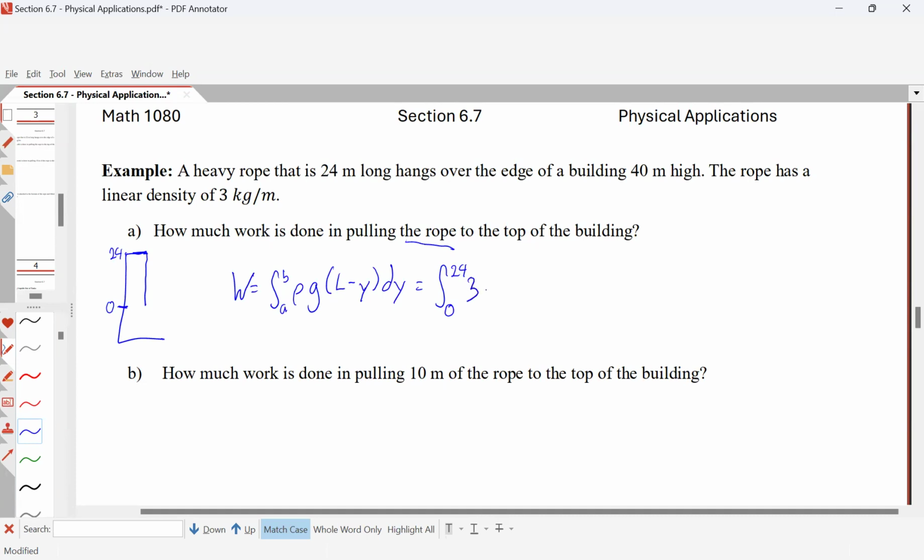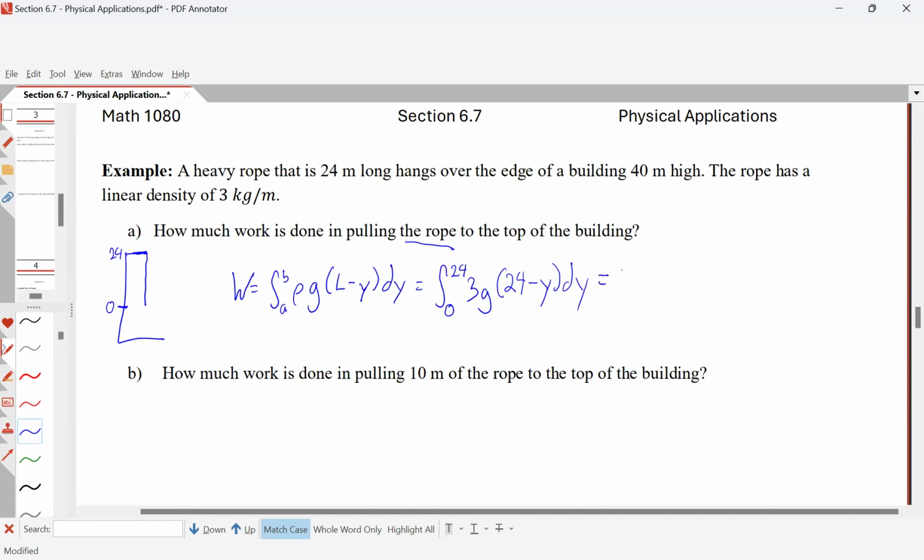Rho is 3. G, we're going to leave as G. We could put 9.8 there. Does not matter. But leaving G for now. And then L is 24, the length of the rope, minus y dy. We are integrating with respect to y. G is just a number.